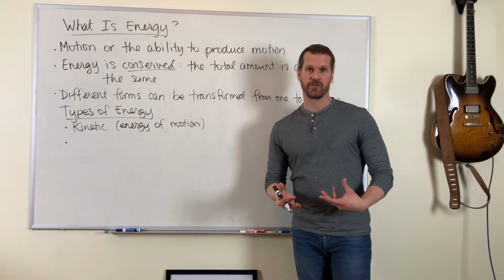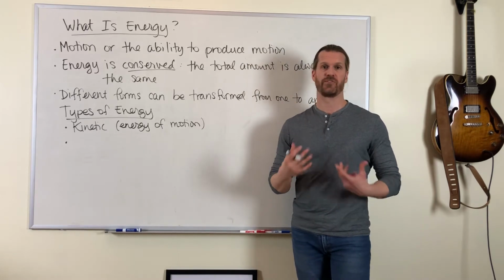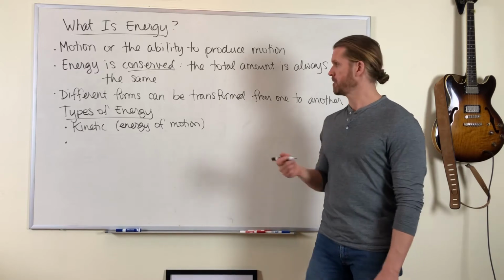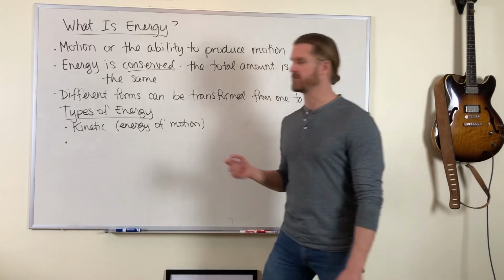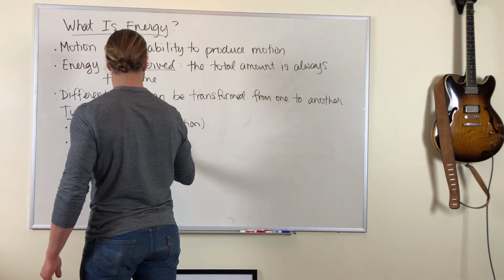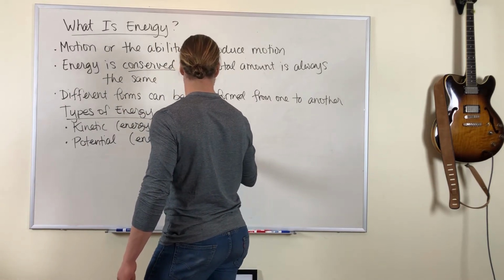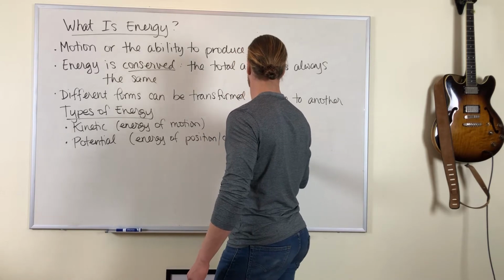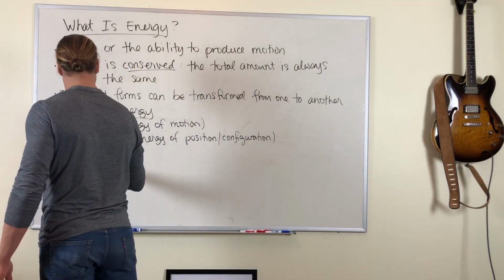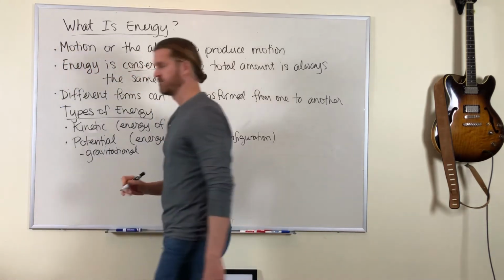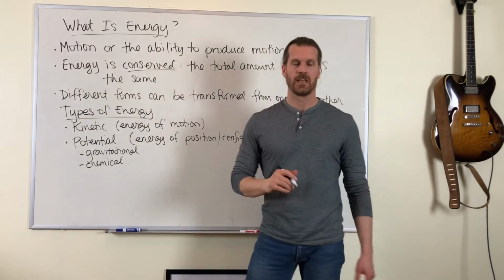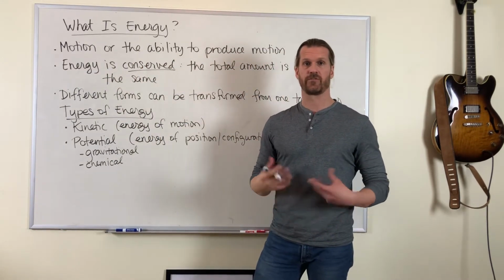Now there's a broad class of energy called potential energy, that is energy associated with the position or configuration of a system of objects. We'll understand what that means in more detail as we go through this unit, but for now let me just list some types of potential energy. These types include gravitational, chemical, elastic, or energy that has to do with stretching objects out, like a spring.